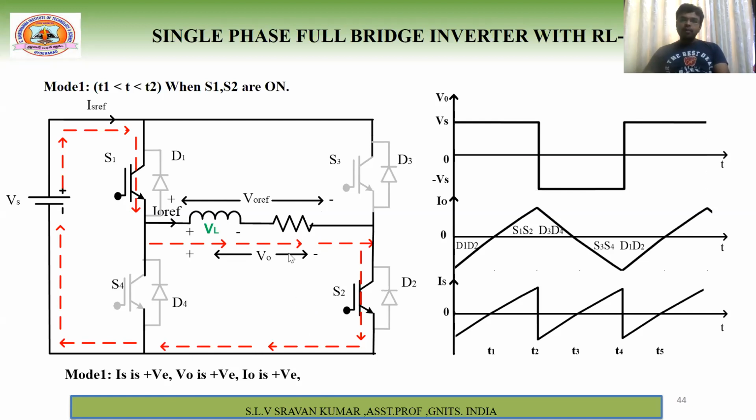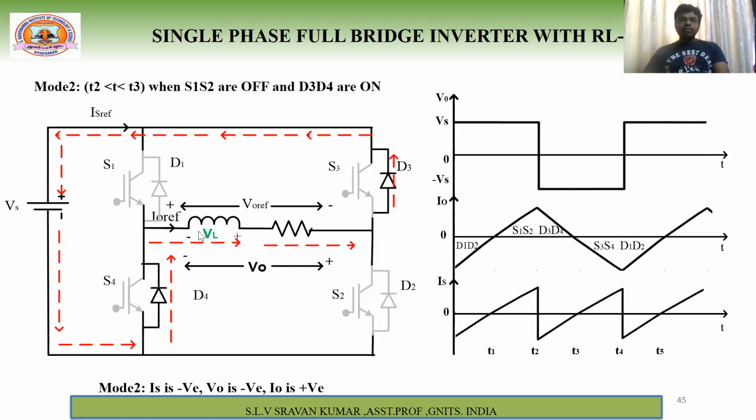In the second mode of operation, from T2 to T3, I remove the pulses to S1 and S2 and give the triggering pulses to S3 and S4. But they won't turn on, and the reason I will discuss carefully. From T2 to T3, I give the triggering pulse to S3 and S4, but they won't turn on. What happens is that the feedback diodes will conduct.